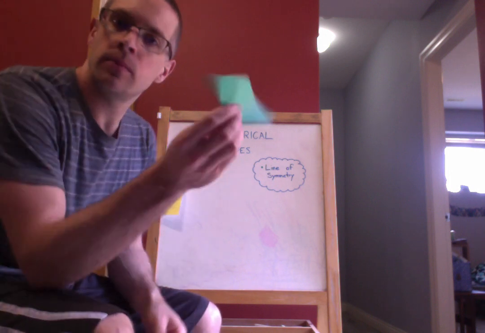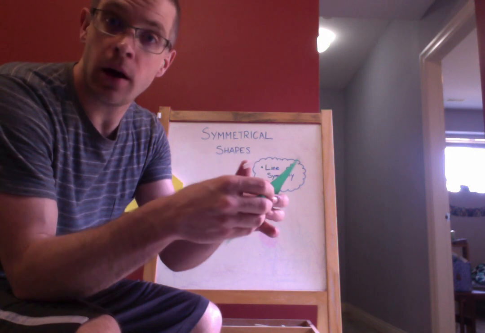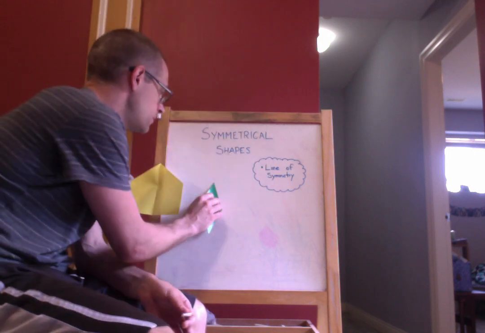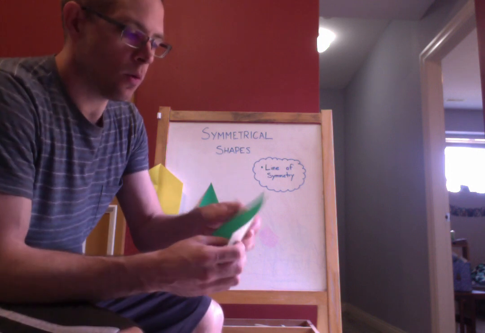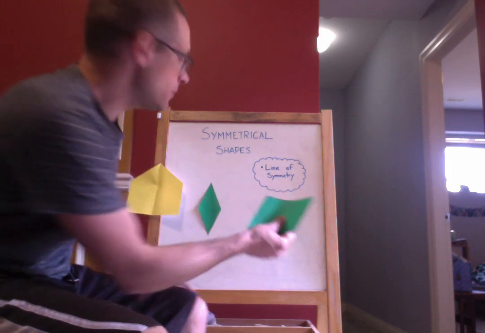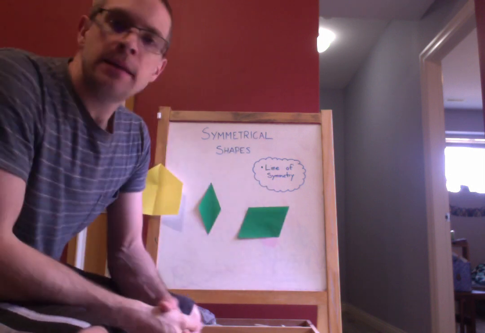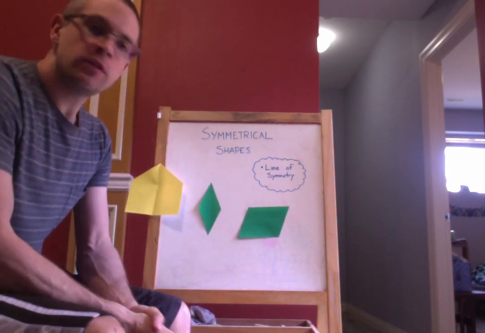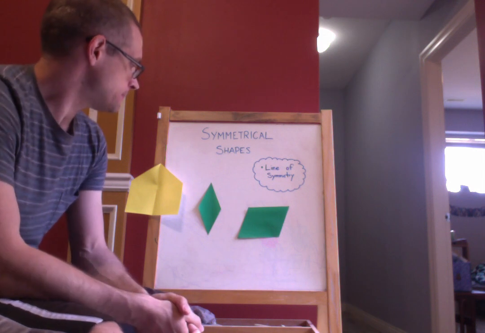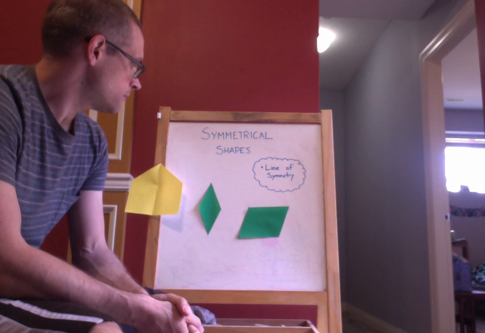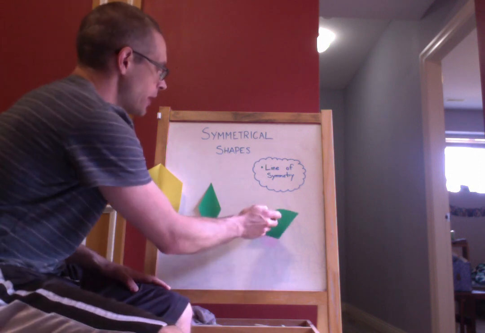I'm going to show you a diamond shape, quadrilateral shape, polygon, straight sides. And I'm going to show you another quadrilateral. In this case, it's a parallelogram. Take a minute. Which of these shapes is symmetrical? Okay, so we can do a quick test. Let's test our parallelogram first.